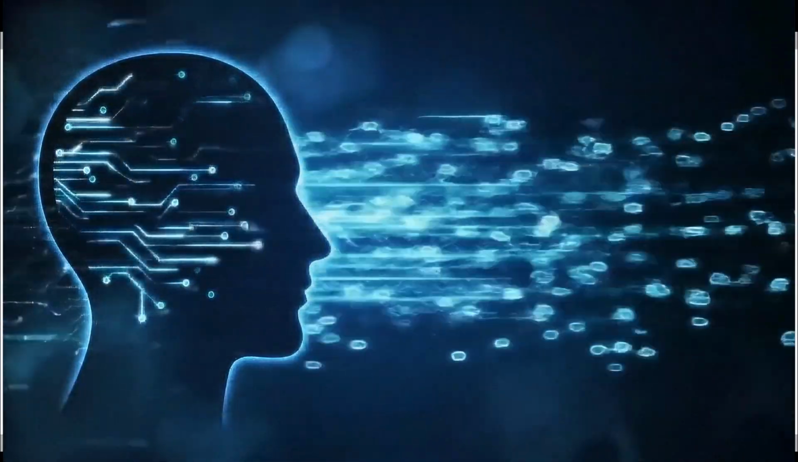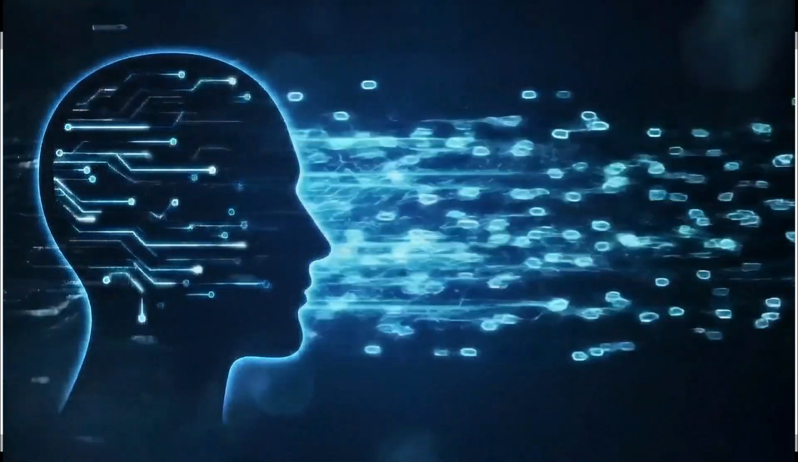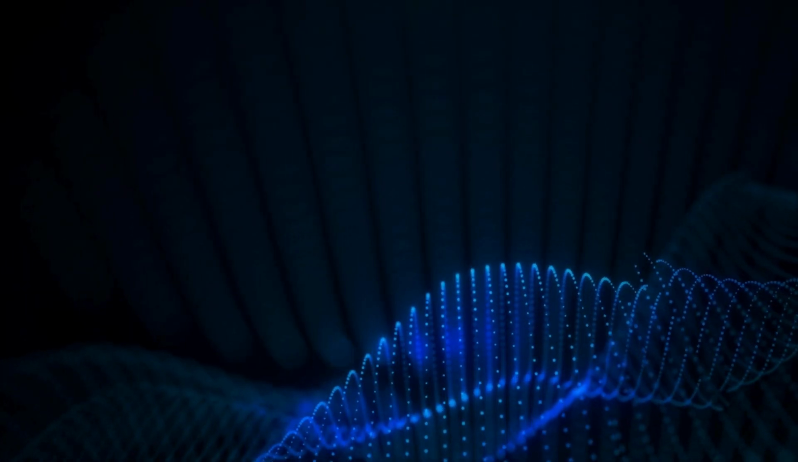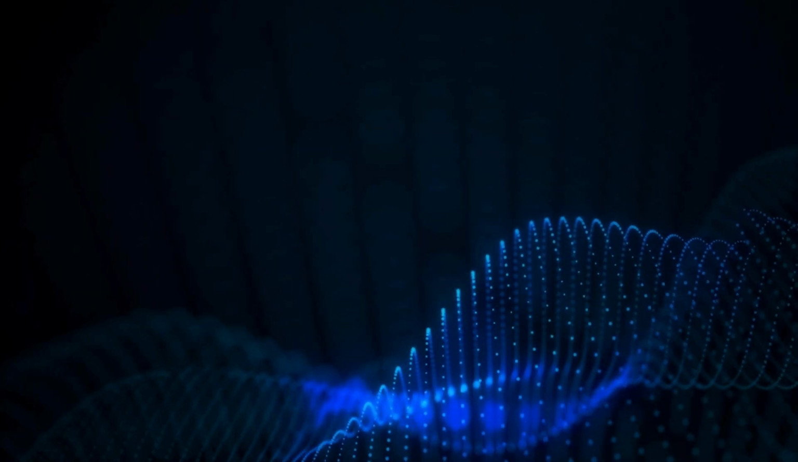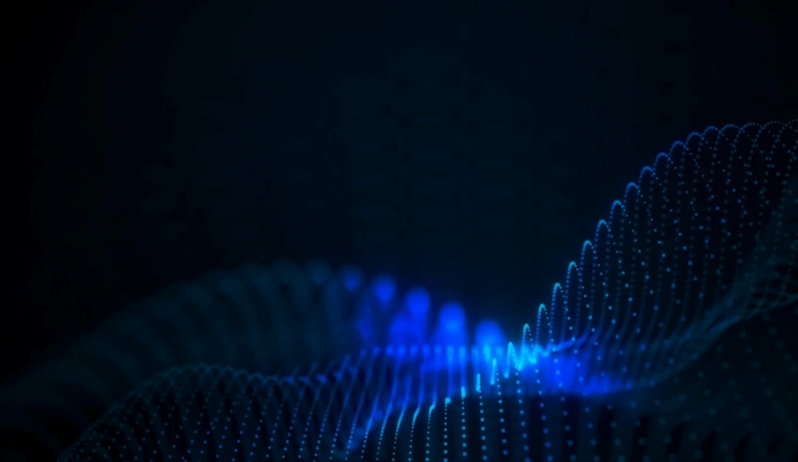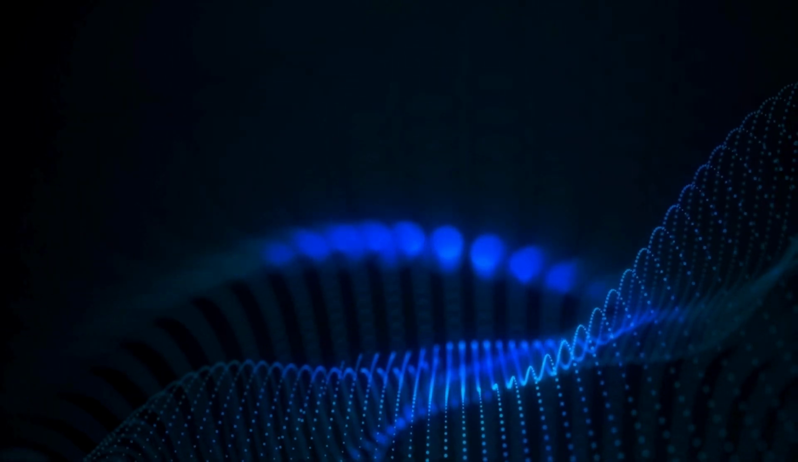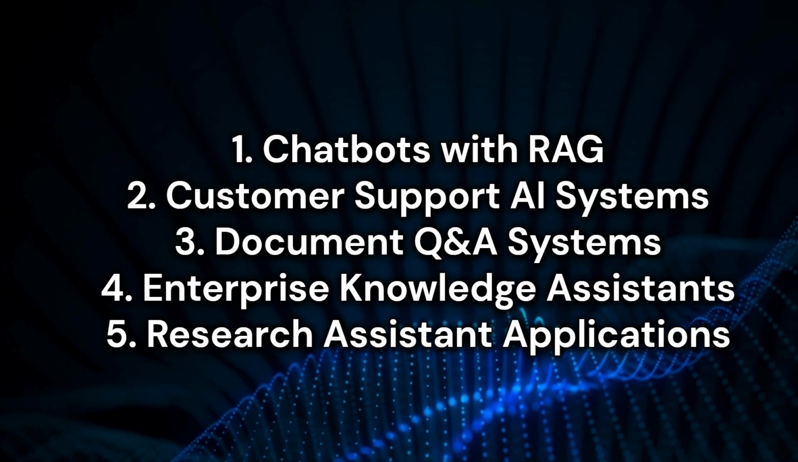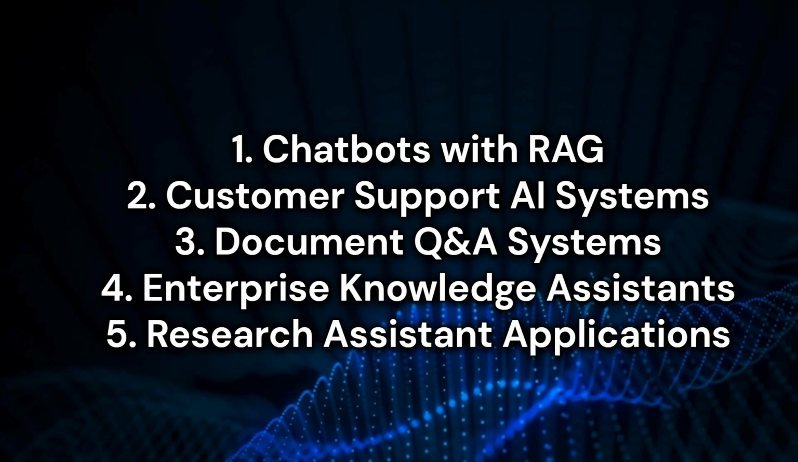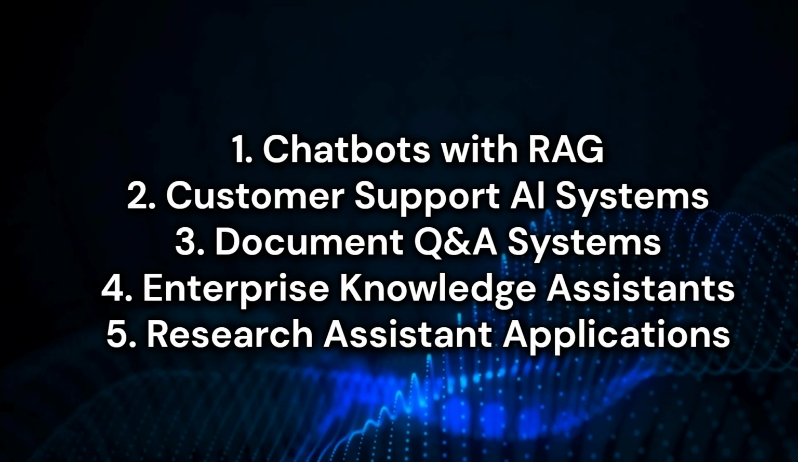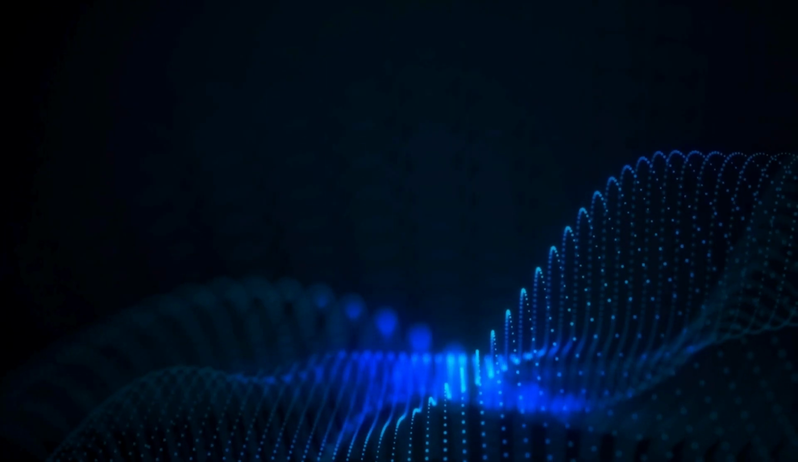And here is something important. If you understand real-world use cases properly, you don't just understand RAG, you start thinking like someone who can build AI products. And that is what actually increases opportunities, internships, and product ideas. So, in this lecture, we'll explore five major real-world applications of RAG. First is chatbots with RAG. Second, customer support AI systems. Third, document Q&A systems. Fourth, enterprise knowledge assistants. Fifth, research assistant applications. So let's begin.